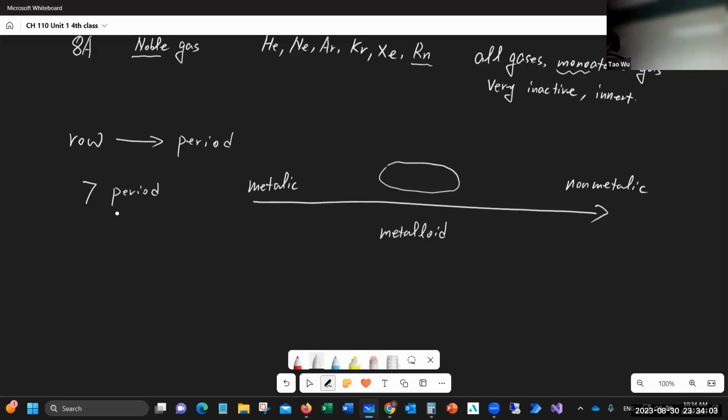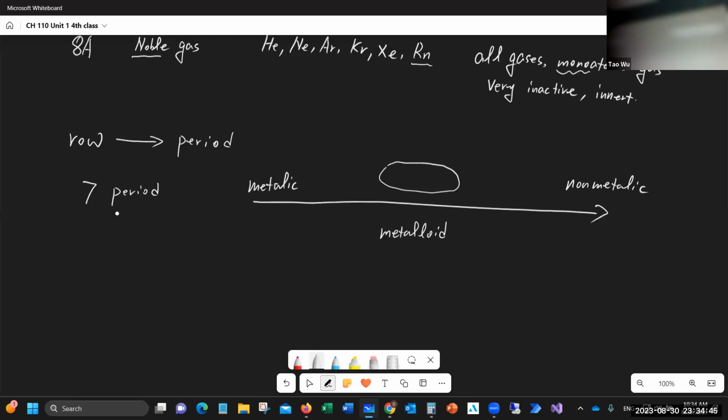Now you can mark them on your periodic table. We only have several metalloids that you need to remember. The first one is silicon, then germanium, arsenic, antimony, and tellurium. Then there are polonium and astatine, but we're not talking about those two because they are radioactive. So generally, it's silicon, germanium, arsenic, antimony, and tellurium.